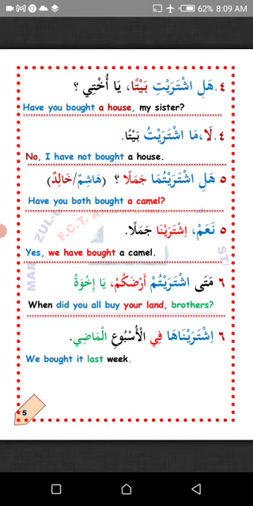خمسة, number 5. هل اشتريتما جملا. Have you both bought جملا, a camel? Now the answer, نعم, yes. اشترينا جملا. We have bought a camel.